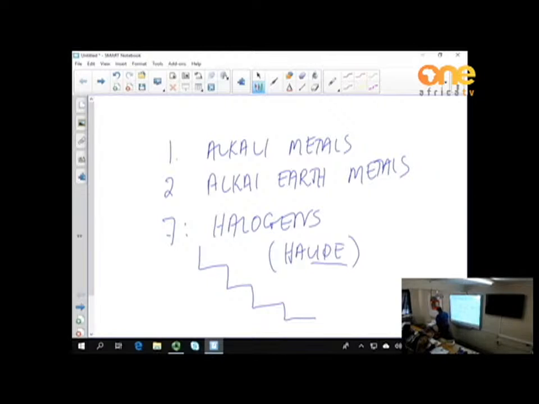If we have a look at the step, we find that the elements lying on the step, like boron, aluminium, silicon, germanium, arsenic, antimony, tellurium, polonium, astatine, very often have properties that are slightly more vague. They aren't definite metals or definite non-metal properties. Carbon is one of them. It touches the step on the corner.